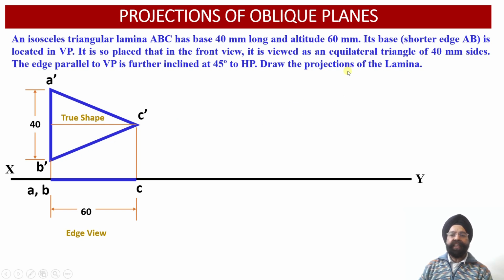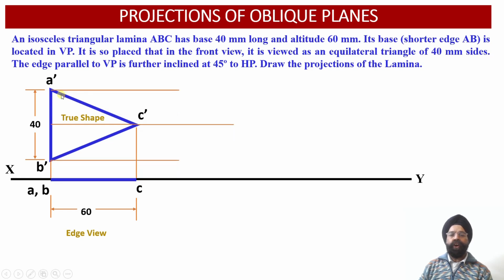But in this case we have been provided with this foreshortening effect directly, and using this foreshortening of the edges A dash C dash and B dash C dash over here, we are required to evaluate the angle of inclination of this edge view with respect to the vertical plane. Now we know that once this triangular lamina is inclined with respect to the vertical plane, the resultant front view which is obtained is an equilateral triangle having edges equal to 40 millimeter.